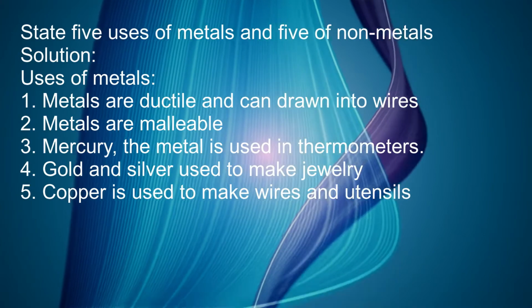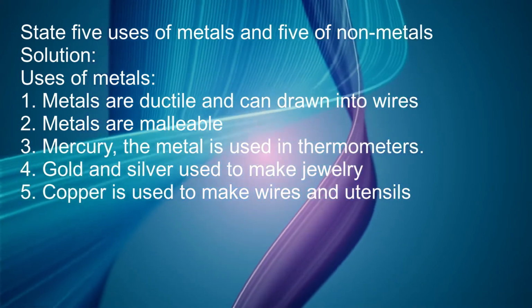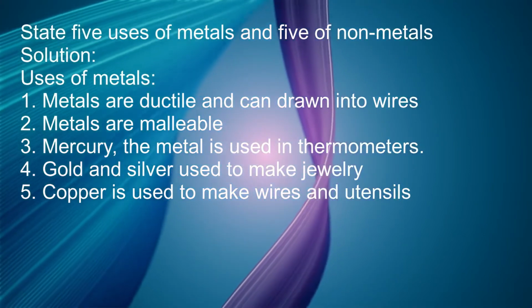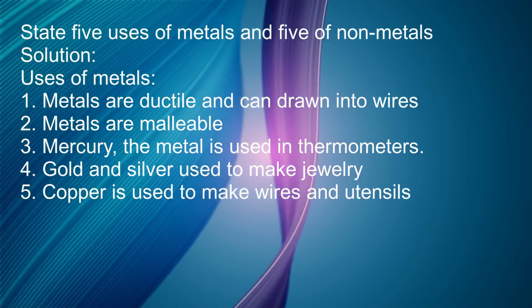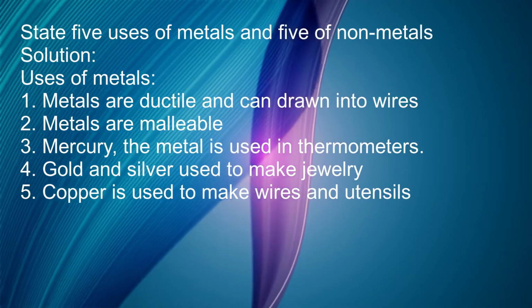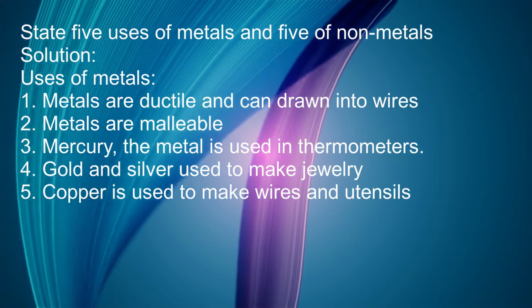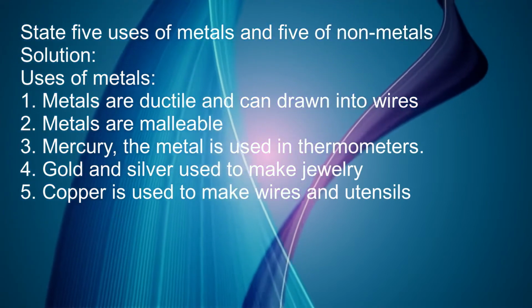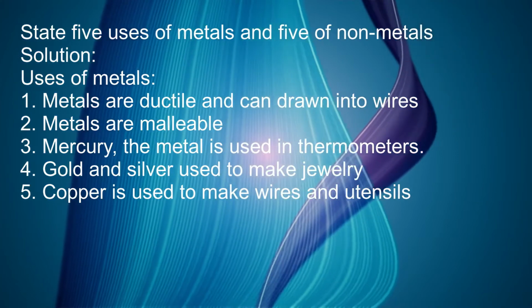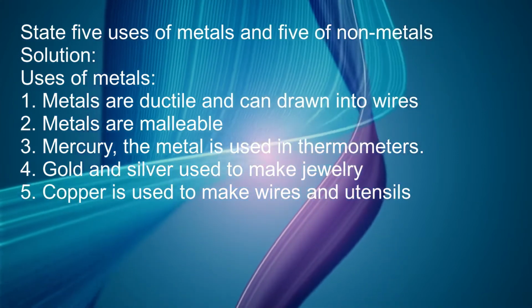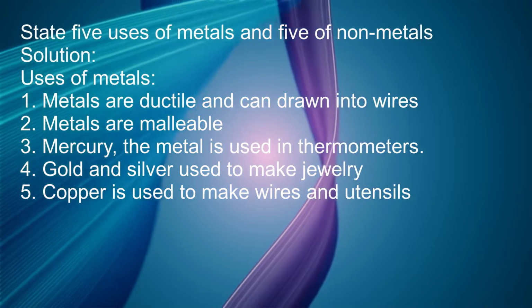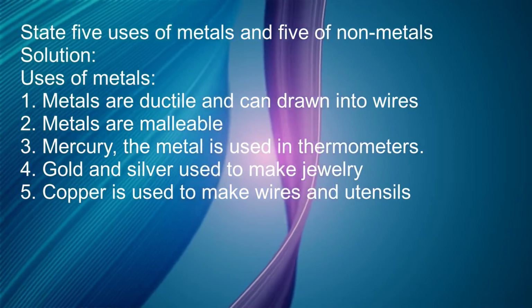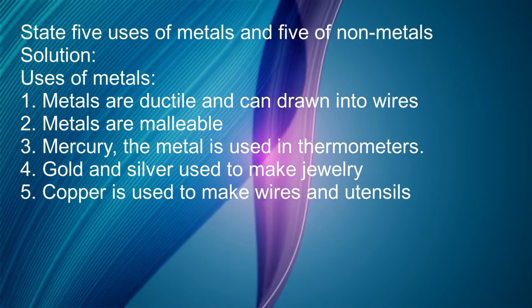State 5 uses of metals and 5 of nonmetals. Solution: uses of metals. 1. Metals are ductile and can be drawn into wires. 2. Metals are malleable. 3. Mercury, the metal, is used in thermometers. 4. Gold and silver are used to make jewelry. 5. Copper is used to make wires and utensils.